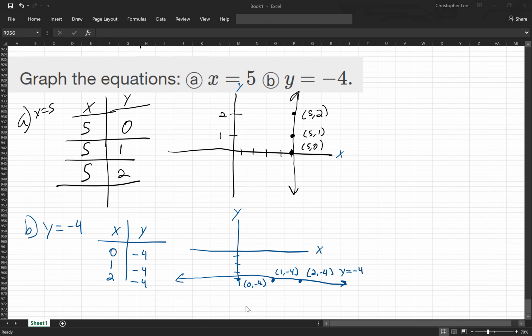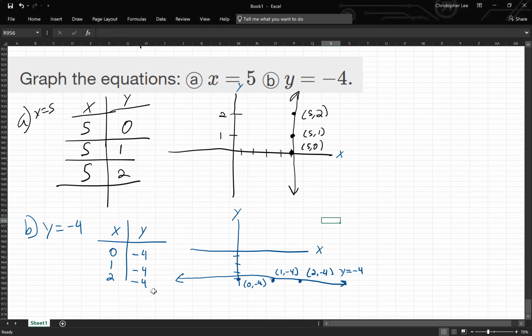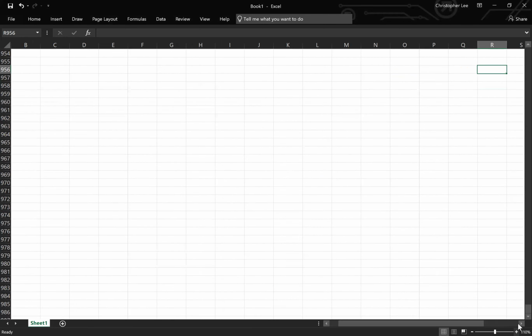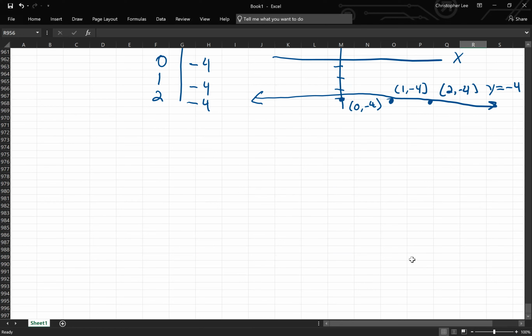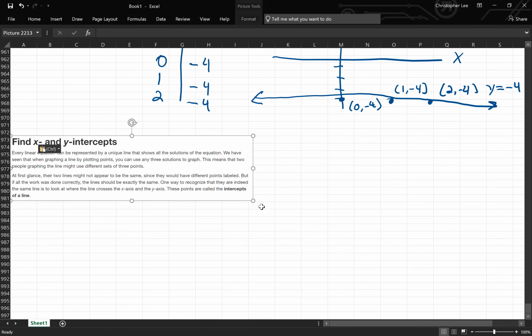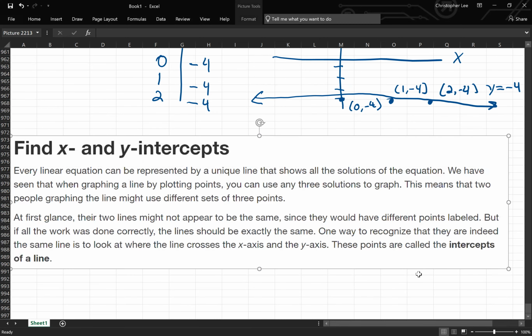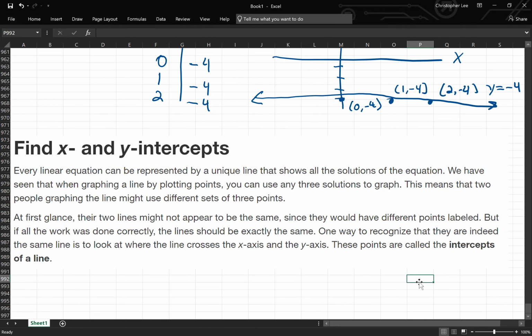All right, so since we all get that, let's look at this. I want to find x and y intercepts. Every linear equation can be represented by a unique line that shows all the solutions of the equation. We have seen that when graphing a line by plotting points, we can use any 3 solutions to graph. This means that two people graphing the line might use different sets of 3 points. At first glance, their lines might not appear to be the same since they would have different points labeled. But if all the work was done correctly, the lines should be exactly the same.